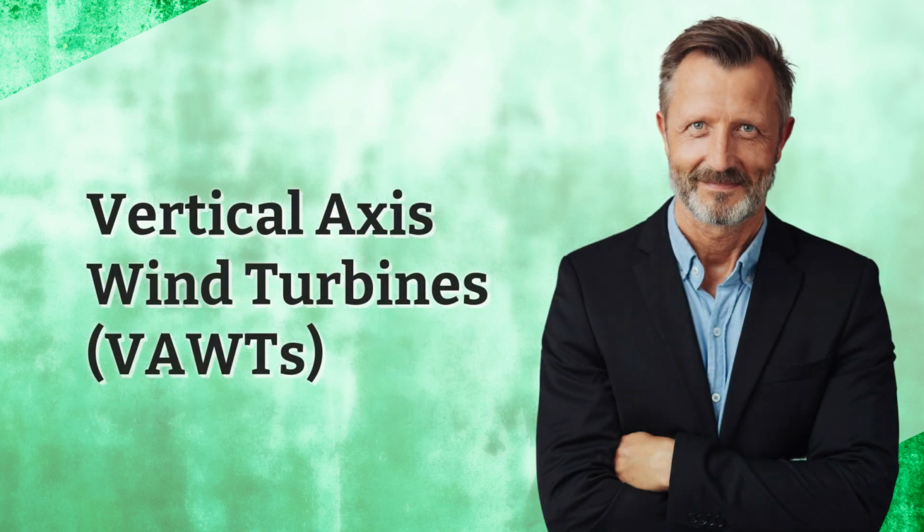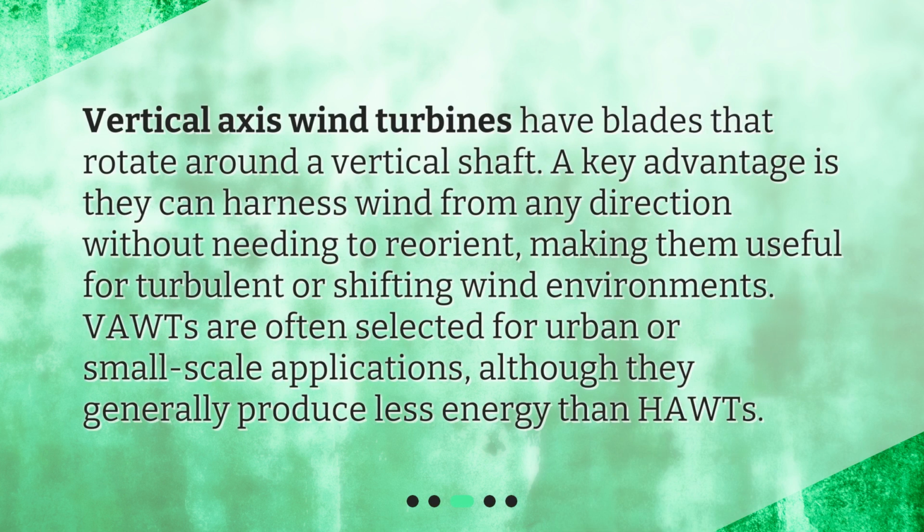Vertical axis wind turbines, VAWTs. Vertical axis wind turbines have blades that rotate around a vertical shaft. A key advantage is they can harness wind from any direction without needing to reorient, making them useful for turbulent or shifting wind environments. VAWTs are often selected for urban or small-scale applications, although they generally produce less energy than HAWTs.